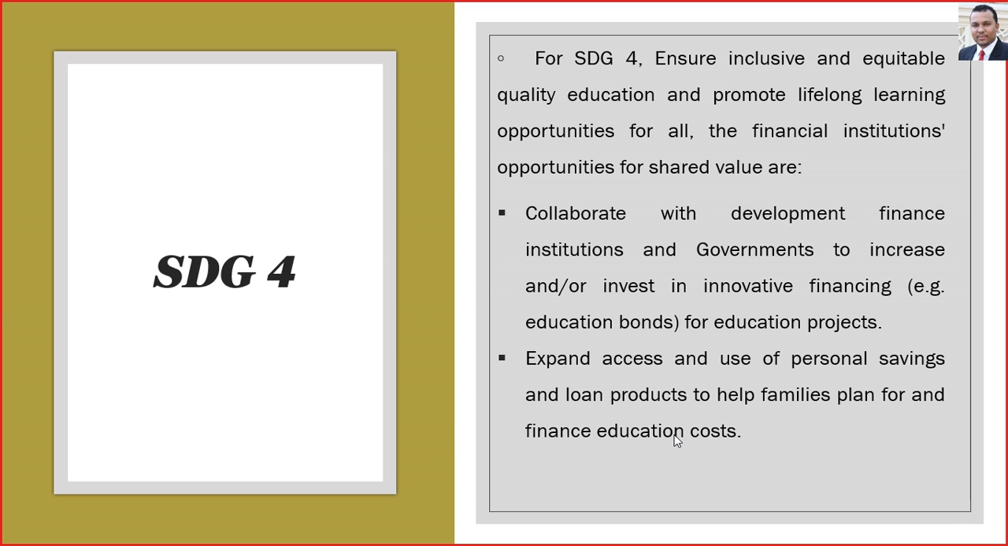SDG number four, inclusive and quality education. Mainly, we talk about education in sustainable development goal number four. The role of financial institutions may be at two levels. Level number one, supply side, the provider of educational services. Financial institutions have to collaborate with development finance institutions and governments to increase innovative financing for education projects. How do financial institutions encourage and finance education projects? This is the supply side. For example, we can use education bonds as an instrument to fund education projects.